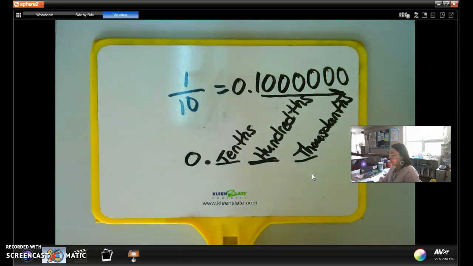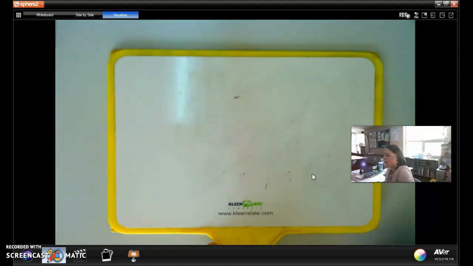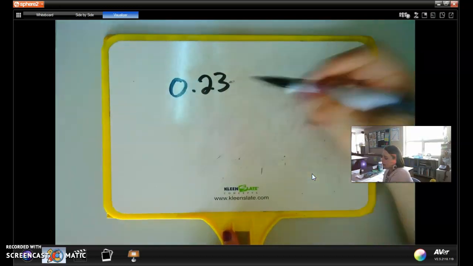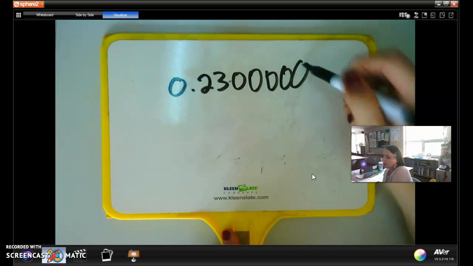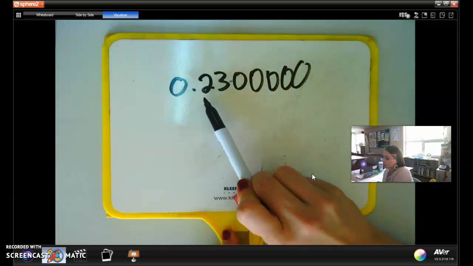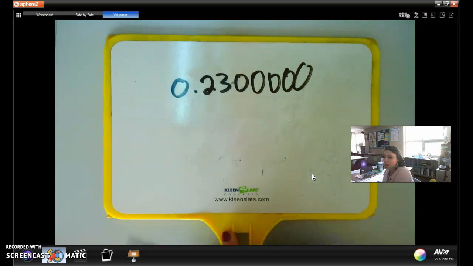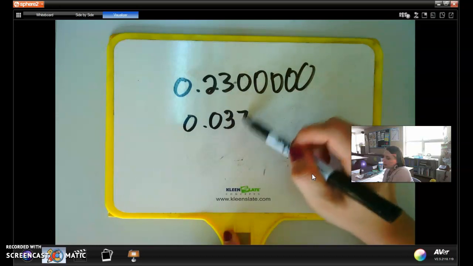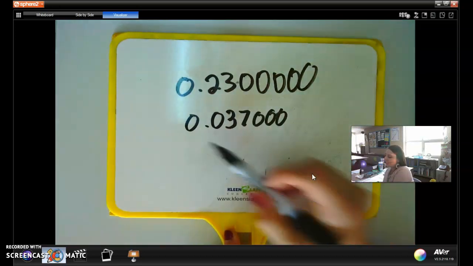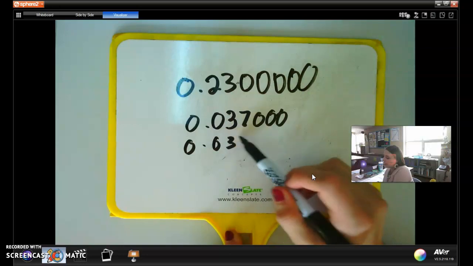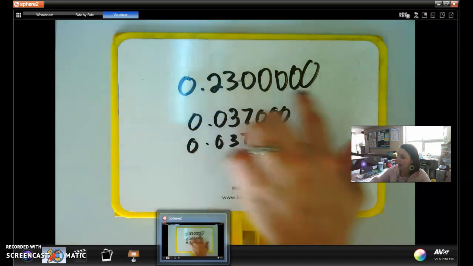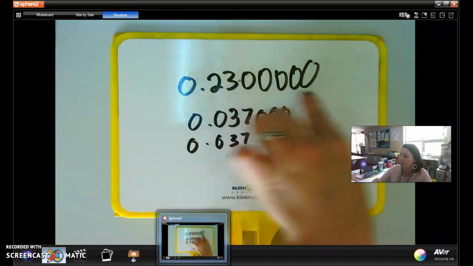If I had, for example, let me erase this, if I had 0.23, and I just had a bunch of zeros after that, that still is equal to 23/100ths. It doesn't change the value. So if you have a decimal with zeros at the end, it's still going to be the same as if there were not any zeros there to begin with. Okay, that's one thing I want to make sure I tell you about because I'm not filling in any more pieces of that whole. Those are just kind of place fillers.